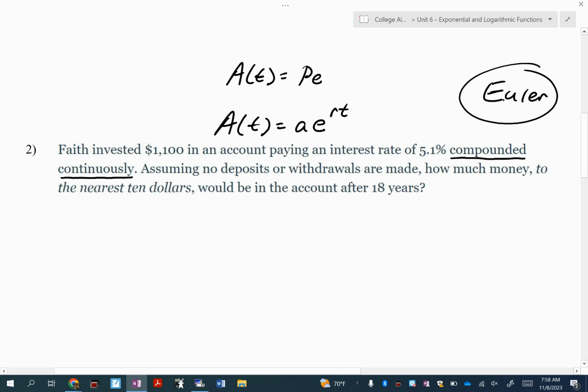I was already taken, for imaginary numbers. So we're going to use this formula. Ready? How much money is Faith investing? 1,100 times E. And remember, E is a number. It's approximately 2.7183. You're going to type in E. I'm pretty sure these calculators can do it. To the rate. What's the rate? It's right here. This is R. Awesome. Times T. And we're looking at in 18 years.